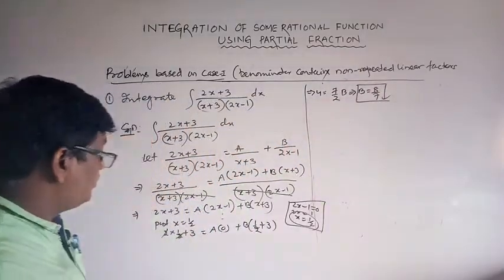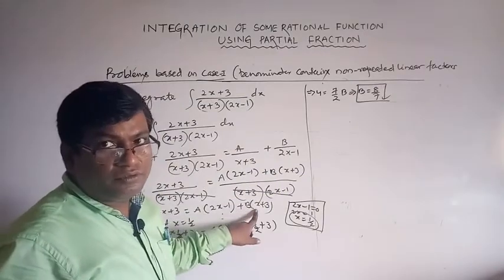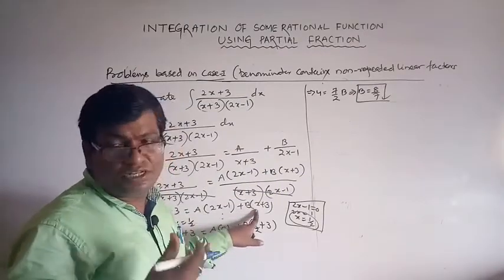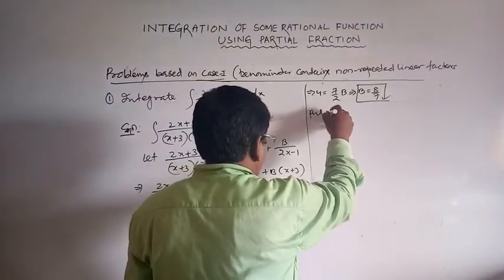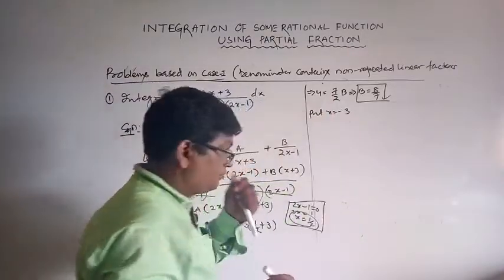Now eliminate this term. Putting x equal to -3 makes it 0. So put x is equal to -3.